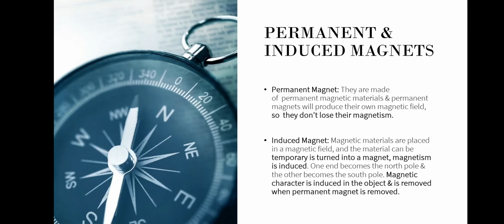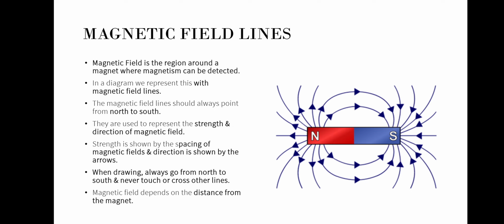What happens is that one end of them becomes a north pole and the other becomes a south pole, and magnetic character is induced in them. But when the permanent magnet is removed, their magnetism is also removed, so they are temporarily magnetized.